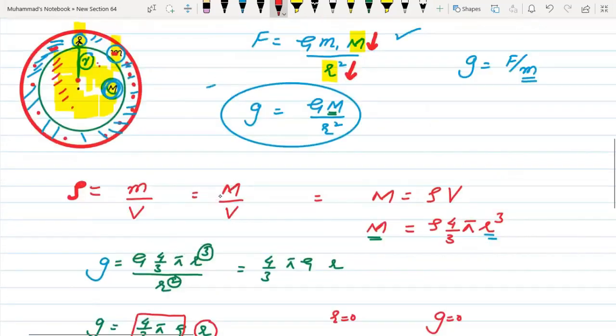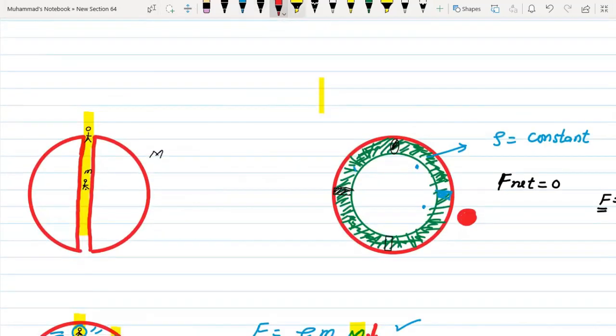And as you move away from the center of Earth to the surface of Earth, let's say you are standing somewhere here, and you move from here to the surface of Earth, the gravitational field strength will increase, and it becomes maximum at the surface of Earth. Then after the surface of Earth, the variation of gravitational field strength is inversely proportional to r square.